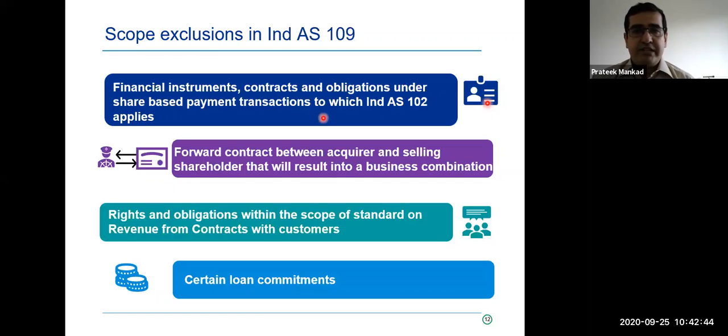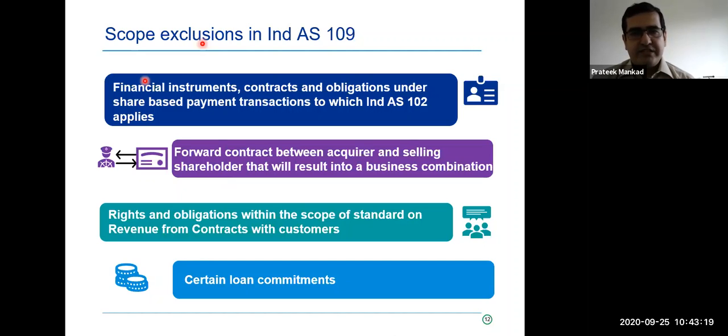Now in a business combination, there could be a forward contract between an acquirer and a selling shareholder. So basically, company A can tell company B, 6 months later, I will buy all the shares of your company and pay you 100 crore rupees in cash. Is it a financial instrument? Of course it is. But there is a separate standard, Ind AS 103 on business combination, that deals with the accounting for those transactions. And that's the reason why it is considered to be out of scope of Ind AS 109.